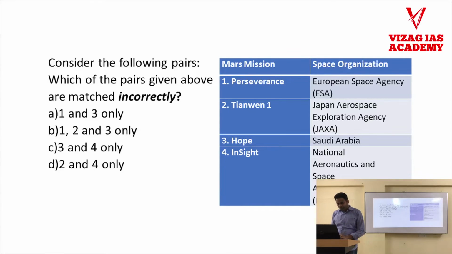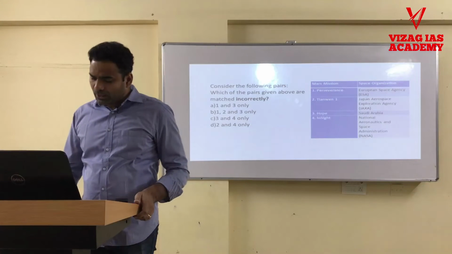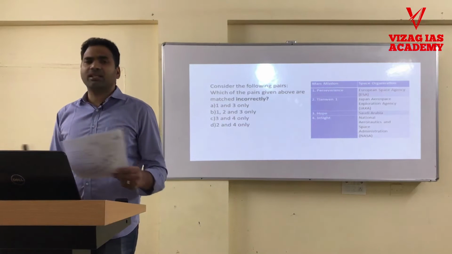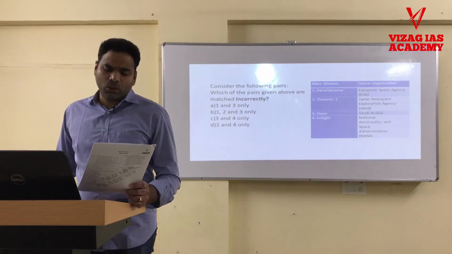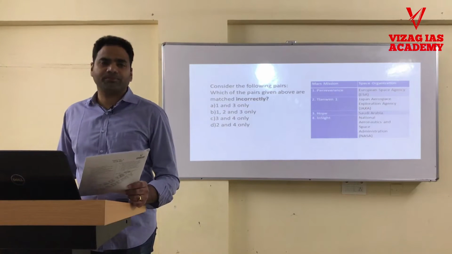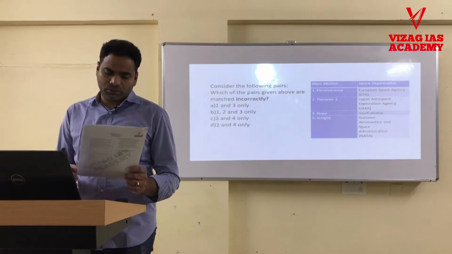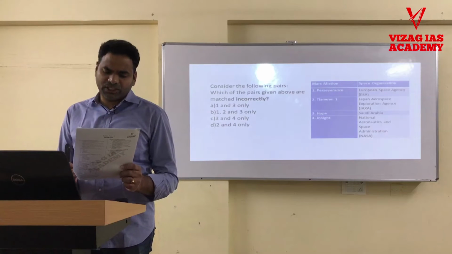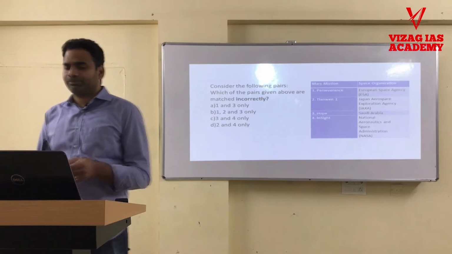Next, consider the following pairs. Which of the pairs above are matched? See, these are famous missions. Perseverance is by NASA, Tianwen, China, Hope, United Arab Emirates, Insight is NASA. So, how many are correctly matched? Is it incorrectly? Okay, incorrectly matched. 1, 2 and 3. B is the answer.